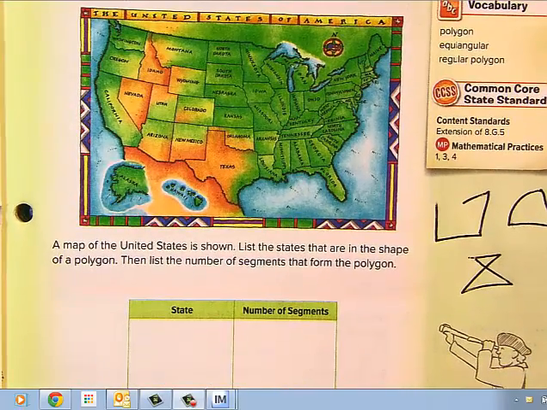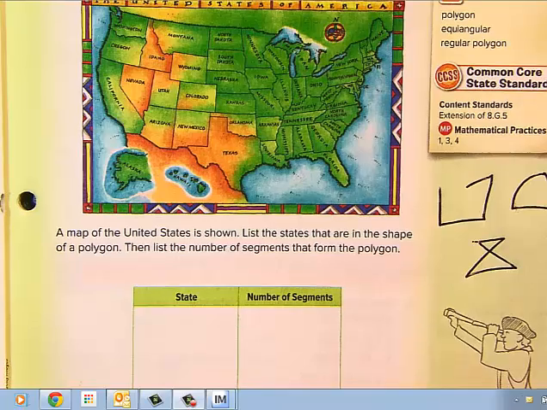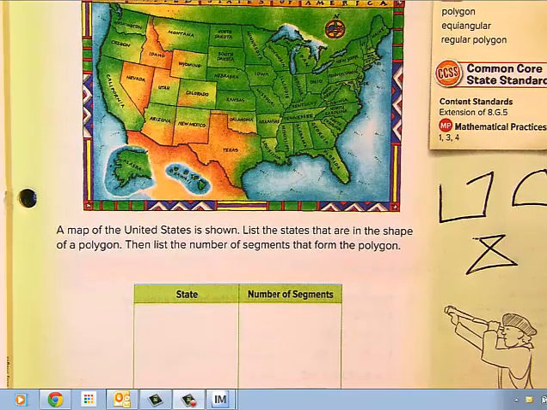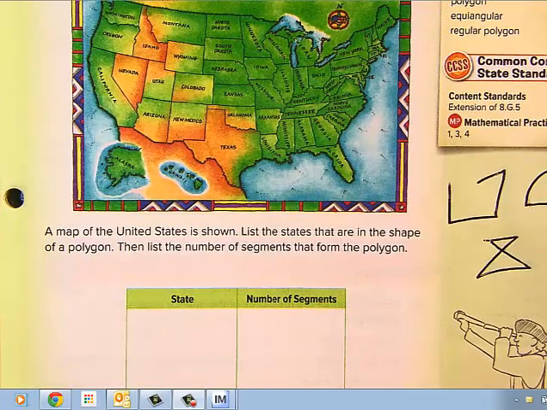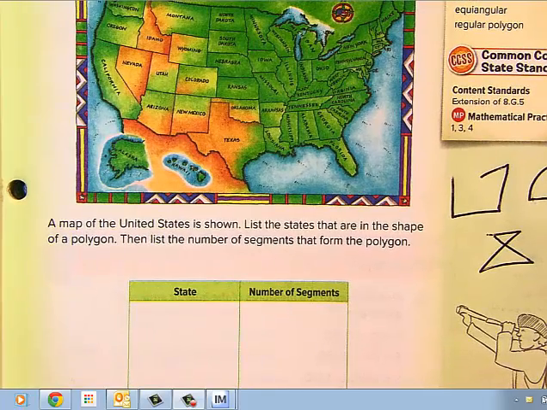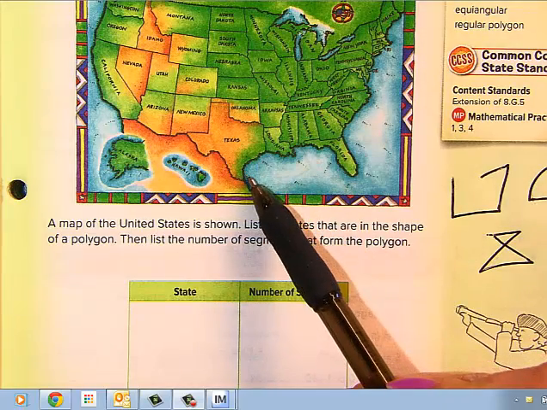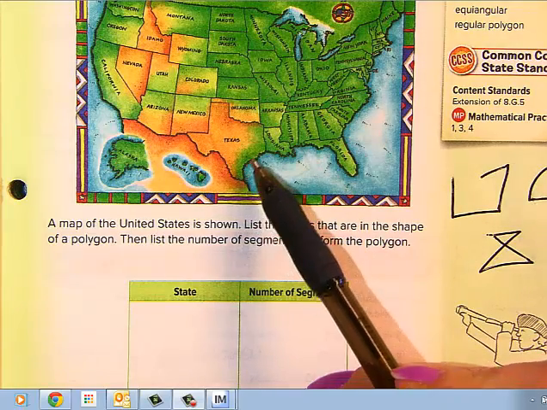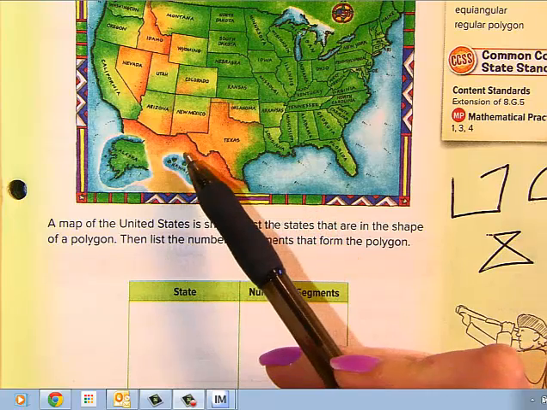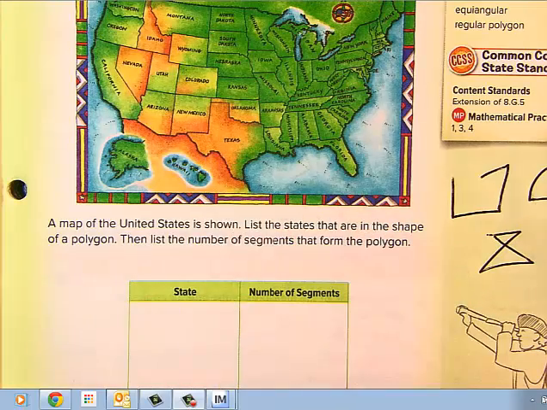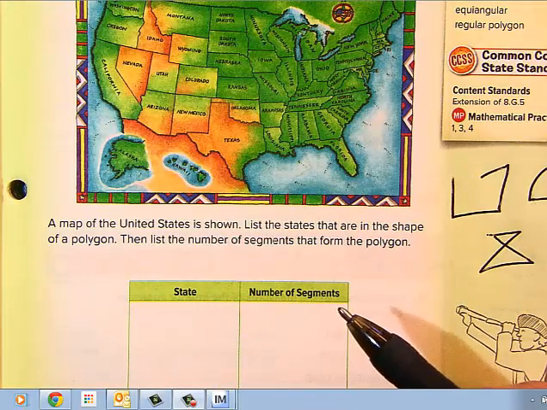Here's a map of the United States, and it says, find all of the states that are polygons, write down how many of them there are, and name them. Well, if we go by those rules, polygons don't intersect and they don't have rounded or curved lines. So Texas would not be a polygon because this coast right here is a curved line, and this part right here that goes into Mexico is a curved line. So we're looking for straight-lined states.